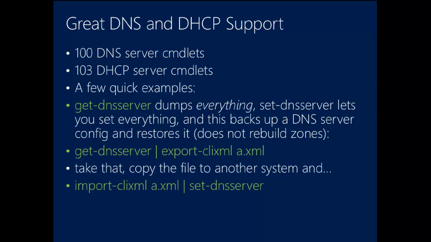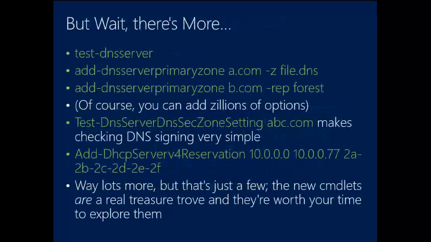Here's a cool thing, though. If you do Get-DnsServer and you do an Export-Clixml to some file, that's got all that configuration information. You could take that XML file to another DNS server, Import-Clixml a.xml, Set-DnsServer, and you have now just duplicated the configuration of a DNS server. Would that be useful? Of course it would be. It doesn't rebuild the zones, but everything else is all set up. So kind of cool stuff.